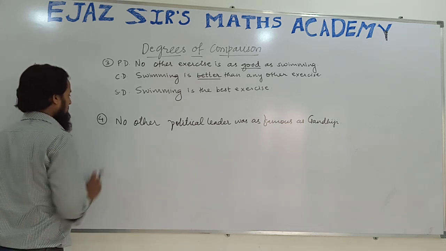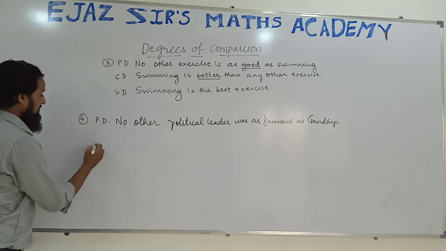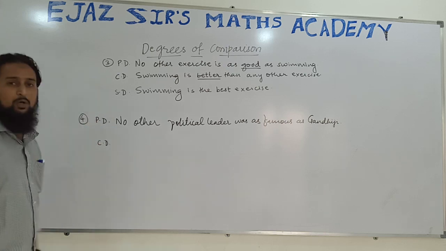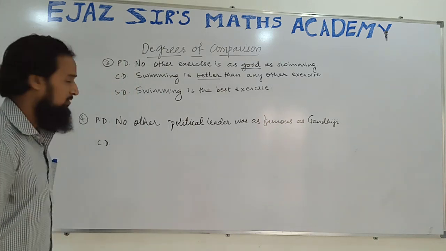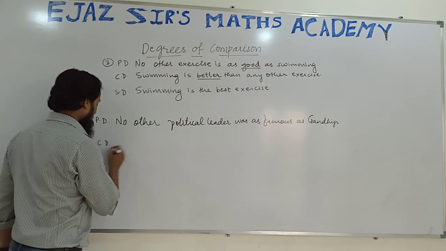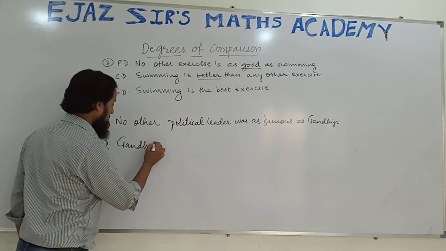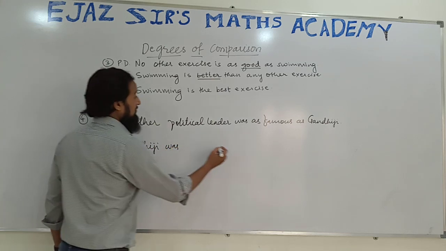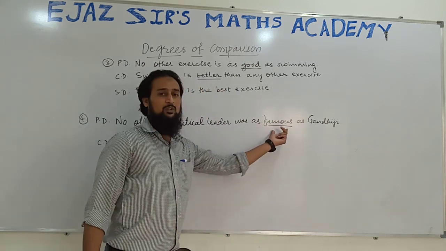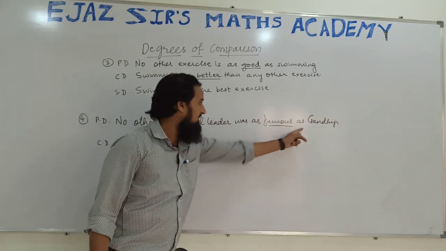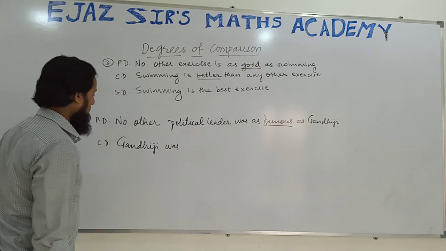And this is the positive degree. We have to convert it into comparative degree. You can pause the video and convert it into comparative degree. Then you can check it out. So the comparative degree will be: Gandhiji was, what's the comparative degree of famous? And how do we know that we have to convert famous into more famous? The word between two as will be changed into comparative degree.